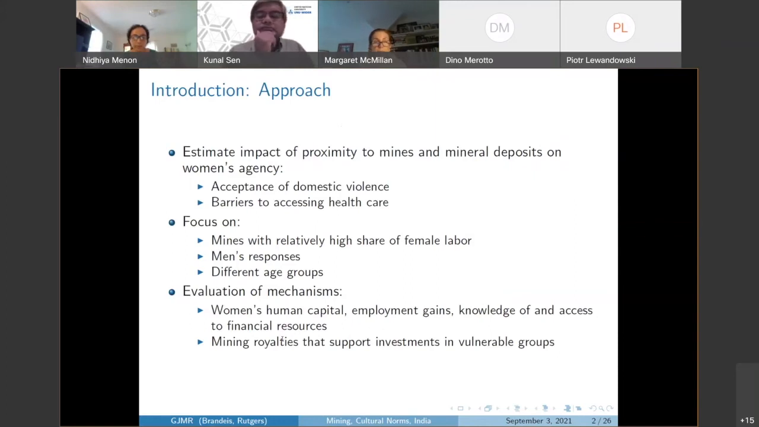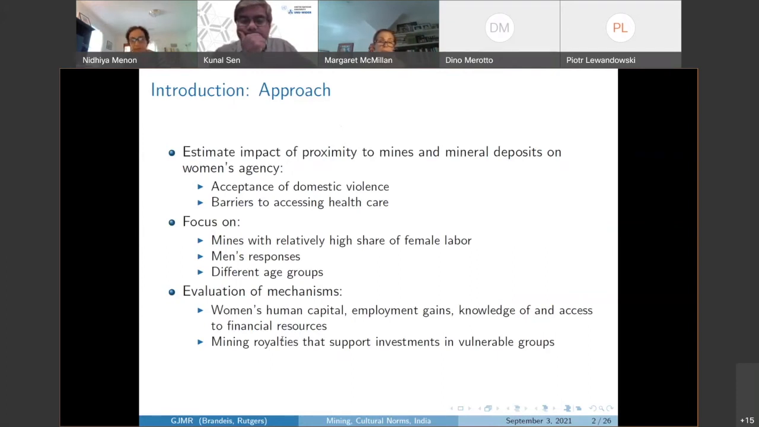Our approach is essentially to estimate the impact of being proximate to mines, and that means within a 5-kilometer radius, to mines and to mineral deposits on different measures of women's agency. The paper will go through in detail domestic violence and access to healthcare. We're going to look at it more closely by focusing on mines that employ relatively high shares of female labor. We are going to look at the mirror side of this and check that the results we find for the women sample are echoed among the male respondents as well.